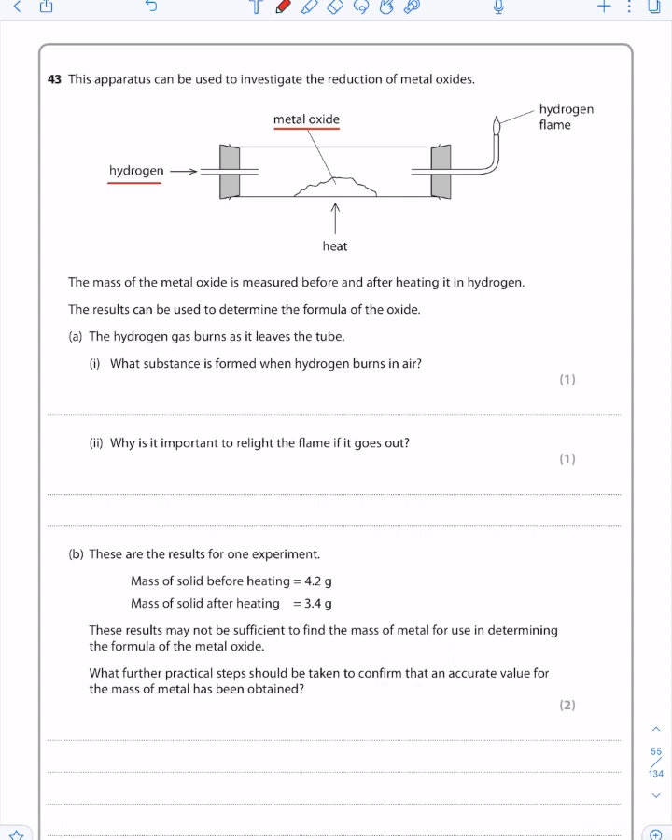Hydrogen gas burns as it leaves the tube. What substance is formed when hydrogen burns? The substance formed is water, because the equation says hydrogen plus oxygen gives water. So H2 plus O2 gives H2O.